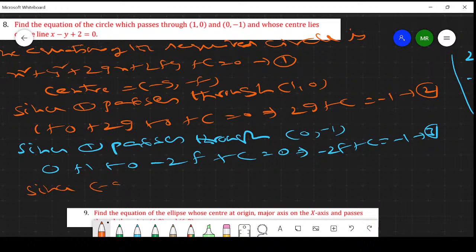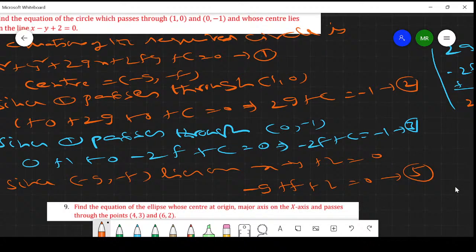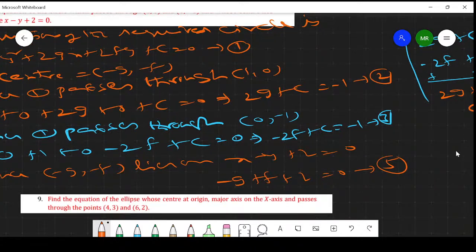Since the center minus g, minus f lies on x minus y plus 2 equal to 0, substitute in this. Since it lies on the line, I can write minus g plus f plus 2 equal to 0. This is equation 5. We have g plus f equal to 0, and we have minus g plus f plus 2 equal to 0.